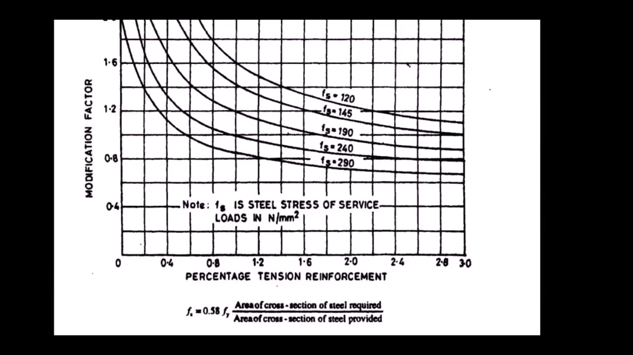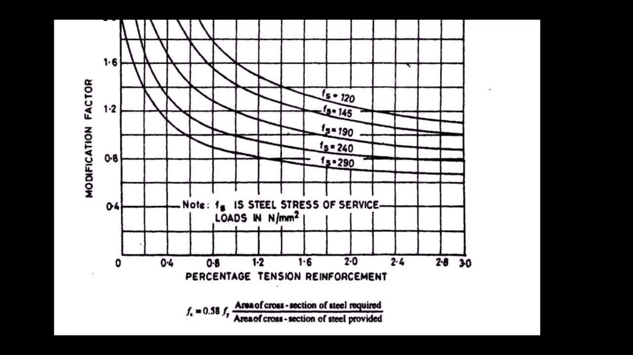So our Fs is 234 Newton per millimeter square, but there is no curved line for 234. However, 234 lies between 190 and 240, so we have to interpolate between these two lines. First check for Fs 240 and percentage of steel 0.33, the value of the modification factor is almost 1.5. You can check this value with the help of a pencil or scale.